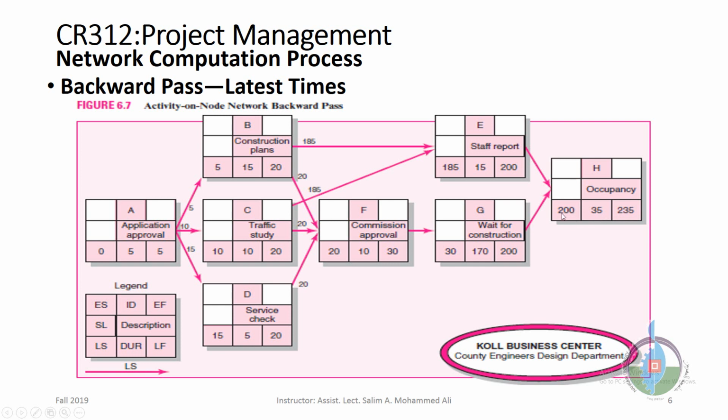And we have here two activities. So the 200 will be copied to the latest finish, the same. Subtract both, and we have the same here, 185 here and 185 here.